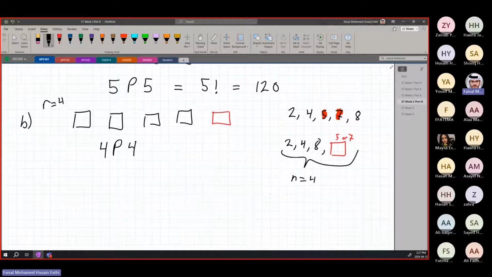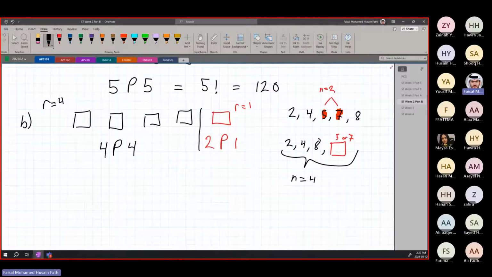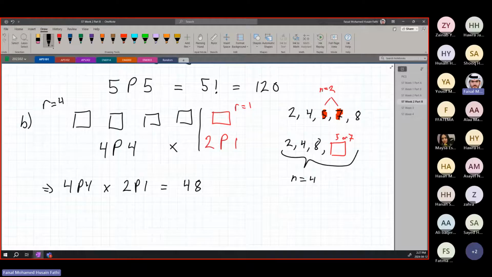Now this is for just the first 4 boxes. What about the last box? In the last box here, how many choices do we have? We have 5 or 7. We have 2 choices. So our n is going to be equal to 2 for this one. So it's going to be 2P. Order is also important. We have 2 numbers to choose from. How many boxes do we have? We have 1 box. So r is equal to 1. It's going to be 2P1. And that's pretty much it. And then you will multiply. So in other words, it's going to be 4P4 times 2P1, and that is going to give you 48 choices.